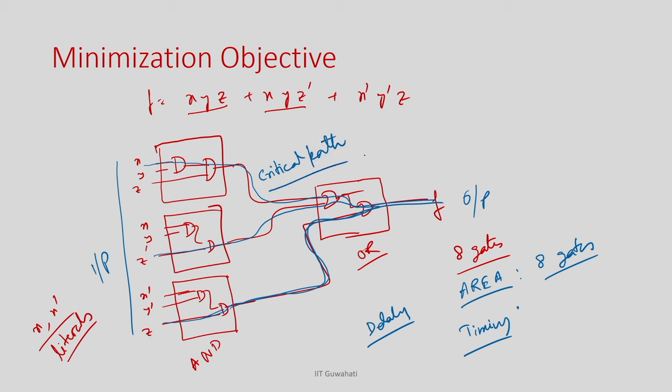So the timing or the total clock period will be determined here by the critical path, right? So here it is 4 units of time, right?